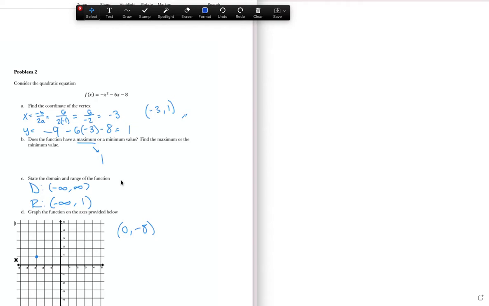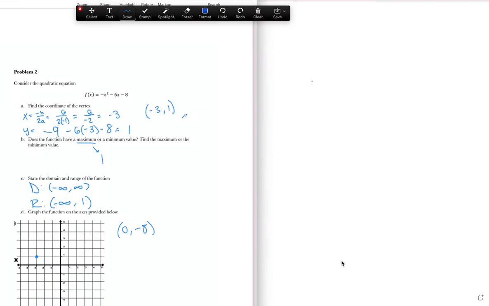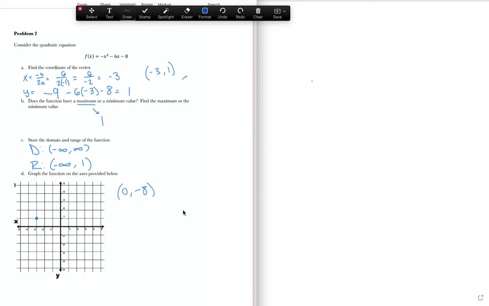I was also equally happy with what you did with b. It says maximum. So does the function have a maximum value? And you said 1. Yes, that's right. And is that 1 a y or an x value? Y. Exactly. Beautiful. And then for D, it says state the domain and range.